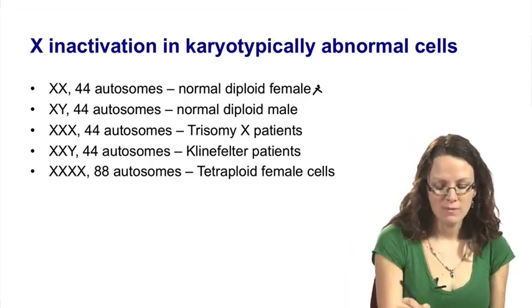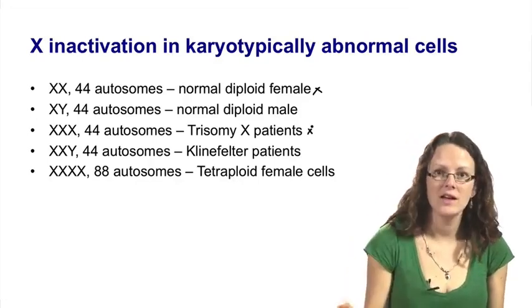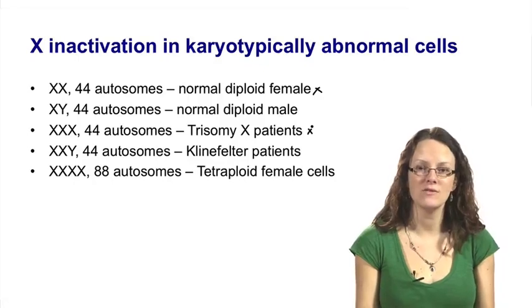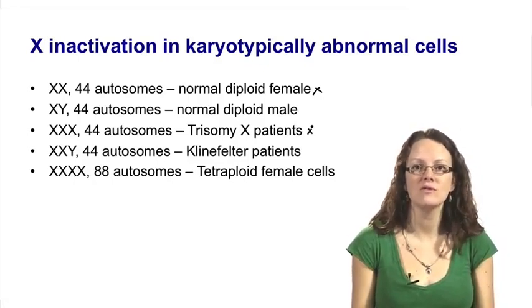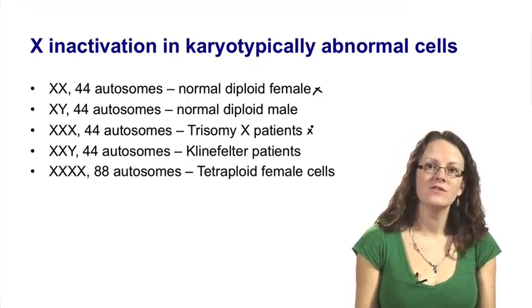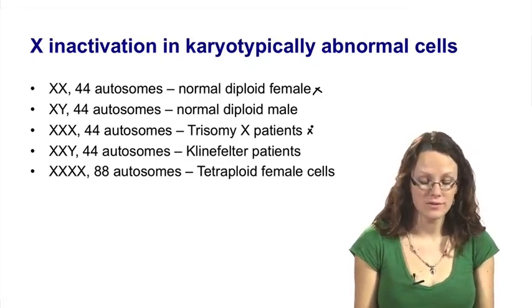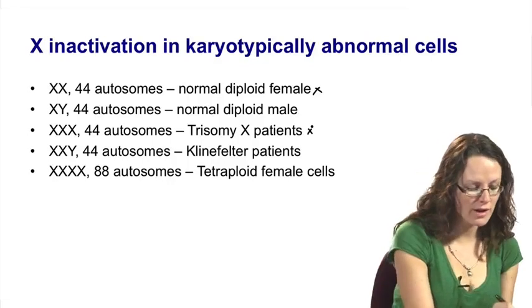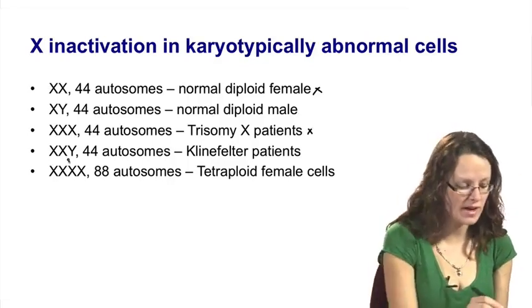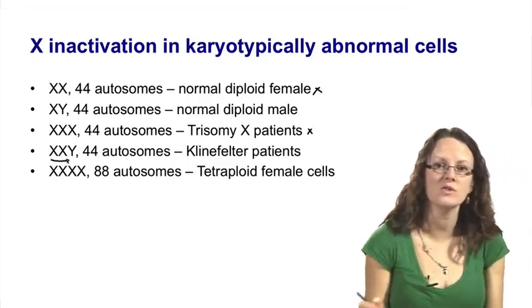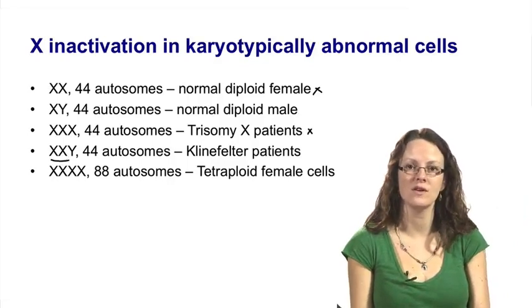So the first case is trisomy X. And then, as it sounds like, you have 3 X chromosomes. These patients have 3 X chromosomes, but still the normal number of autosomes. Klinefelter's patients, who are males, they have an X and a Y like your average male would, but they have an additional X chromosome. So 2 X chromosomes and a Y chromosome, plus their normal 44 autosomes.